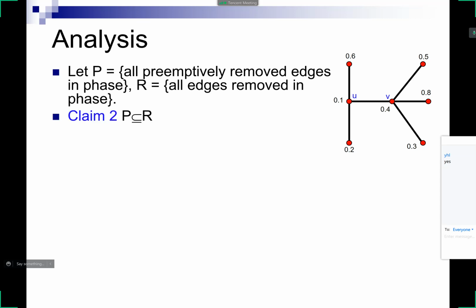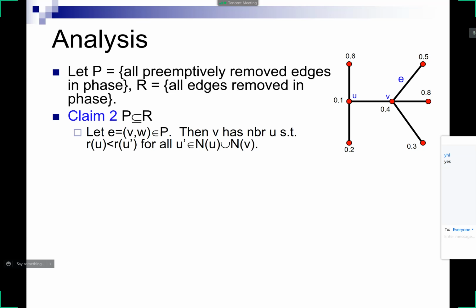Okay, so the claim is that P is a subset of R. In other words, any edge which is preemptively removed is actually removed in that phase. To prove this, let's just take any edge which is preemptively removed. Let's take some edge VW which got preemptively removed.